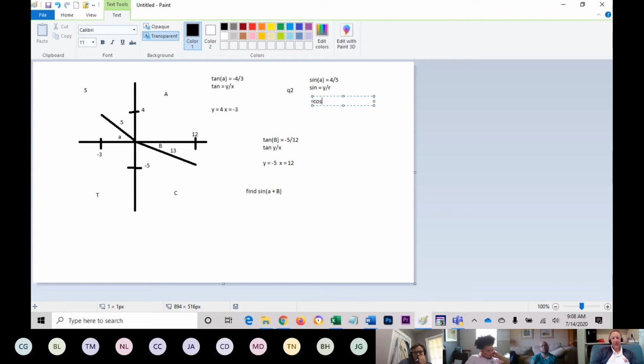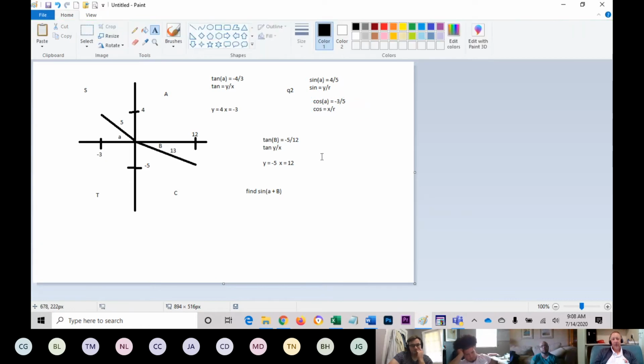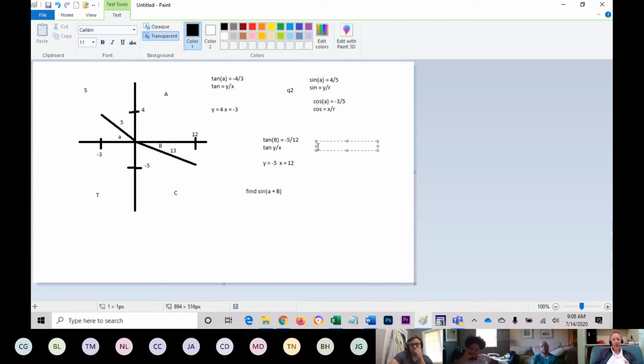Let's get the cosine of alpha just because we might need it later. Cosine, remind me again, is what? X over r. So in this case, it's going to be what? Negative 3/5. Okay, is everybody on board with that? Any questions on that? Okay. All right, let's move on to the tangent of beta is negative 5/12.